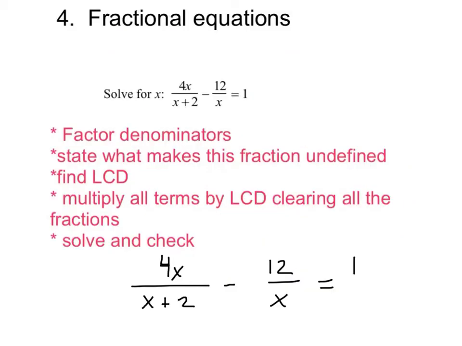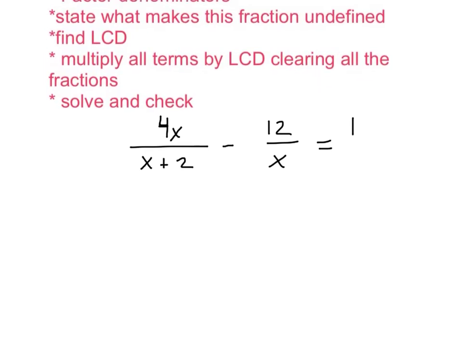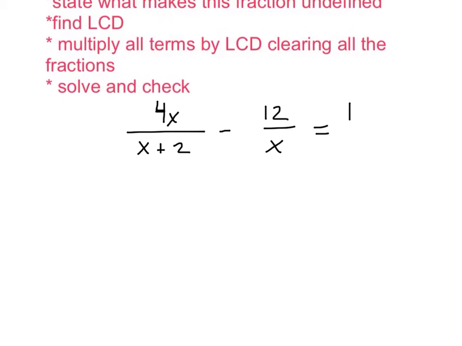Well, our last big bear for the night is a fractional equation. So again, I'll just state the ideas in case you got stuck. You want to factor denominators if necessary, state what makes the fraction undefined, find the LCD, multiply all terms by the LCD, clearing the fractions, and then solve and check. So I've got my equation rewritten here. Bear trap number 1, watch that negative. We want to make sure we change that subtraction to addition, and then we have to make that term negative. All right, so that's our first little baby bear trap.